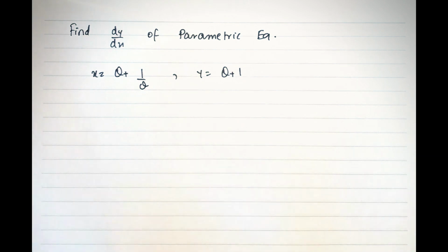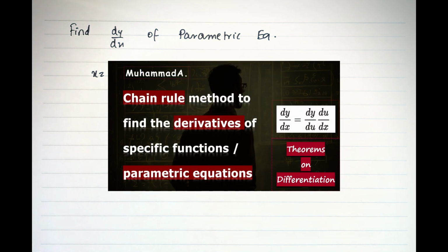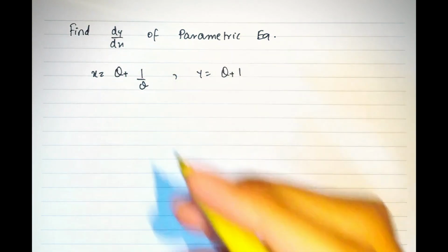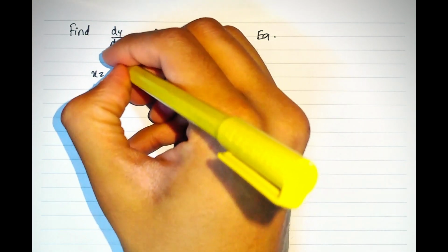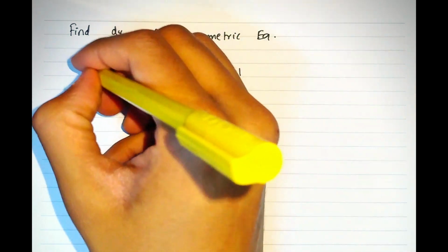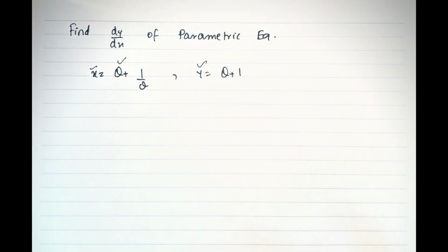Okay, so it says to find dy by dx of these parametric equations, and there are two variables x and y, and you have to introduce another third variable into that whole setup. If you are confused about the chain rule, you can watch this video in order to see and practice what the chain rule is. So now over here they have already introduced the third variable, that is theta. So we have y our second variable, x our first variable, and theta would be our third variable.